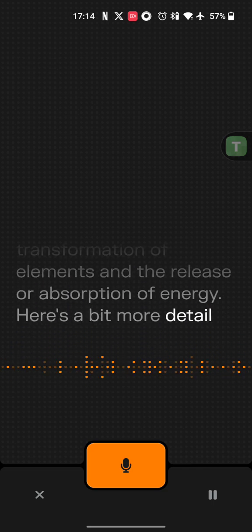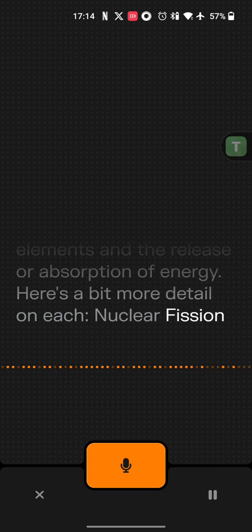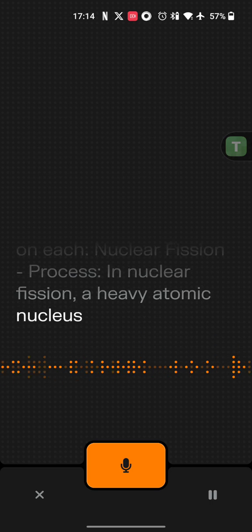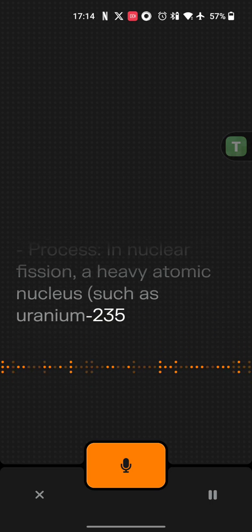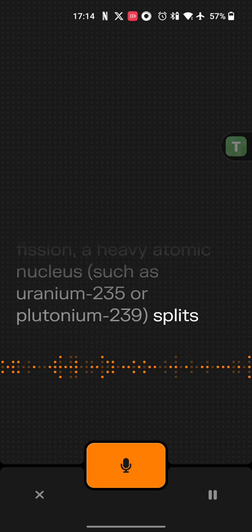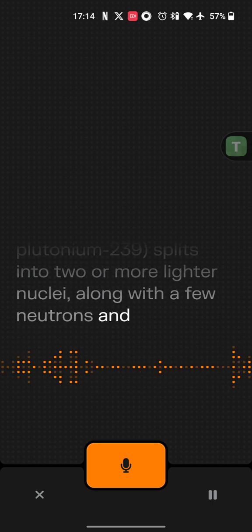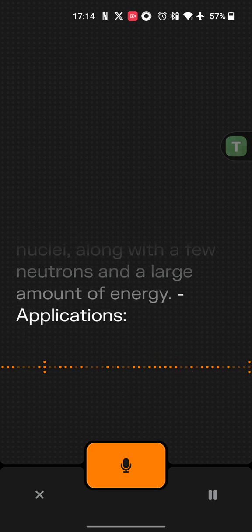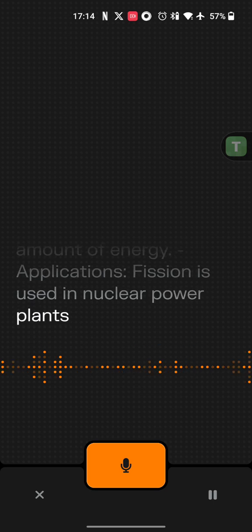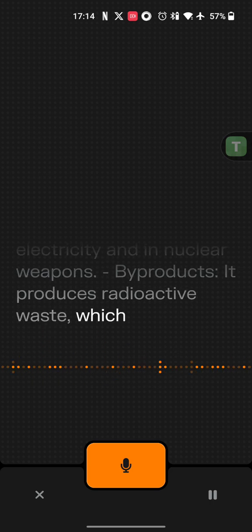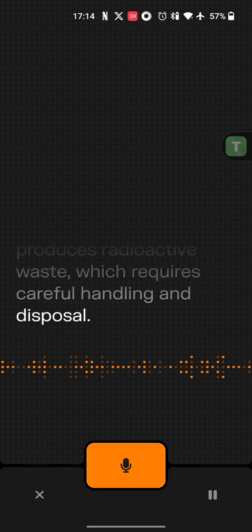Here's a bit more detail on each. Nuclear fission. Process: in nuclear fission, a heavy atomic nucleus, such as uranium-235 or plutonium-239, splits into two or more lighter nuclei, along with a few neutrons and a large amount of energy. Applications: fission is used in nuclear power plants to generate electricity and in nuclear weapons. Byproducts: it produces radioactive waste, which requires careful handling and disposal.